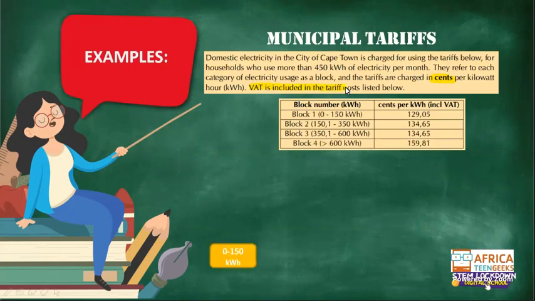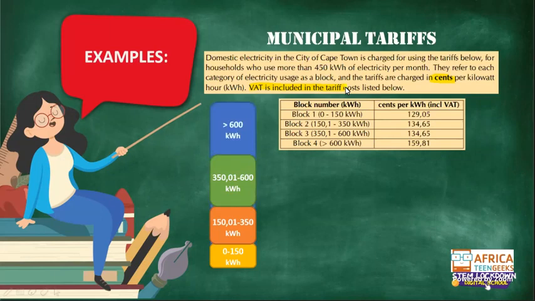So I've broken it up in little blocks so we can visualize what that little paragraph told us. So 0 to 150, 150.1 to 300 kilowatt hours, 350.01 to 600 kilowatt hours, and then more than 600. Those are the four blocks that this tariff system is divided into. Okay, so how many units in that first block we have? 150 units in that block.